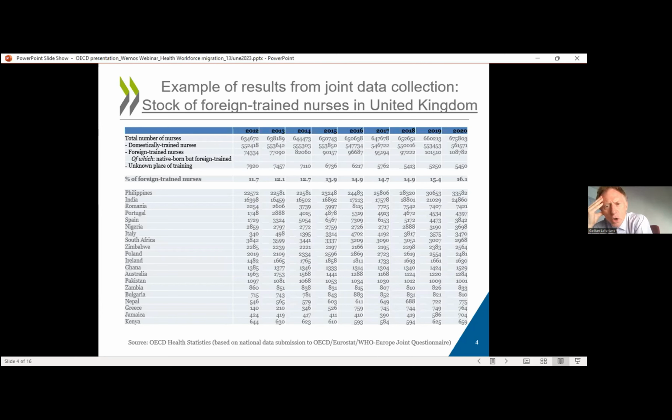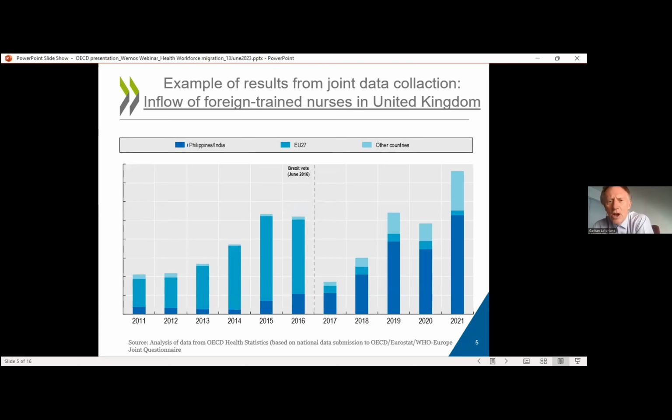But then, in terms of stock, there's also a large number coming from Romania, Portugal, and Spain. Now, I've used these data here to show the trends in terms of the inflow. Now we're moving from stock to the inflow. The inflow by definition will be more sensitive to particular situations. In this case, the Brexit vote in June 2016, which has affected the number, but also greatly the composition of the new foreign trained nurses that are coming in the UK.